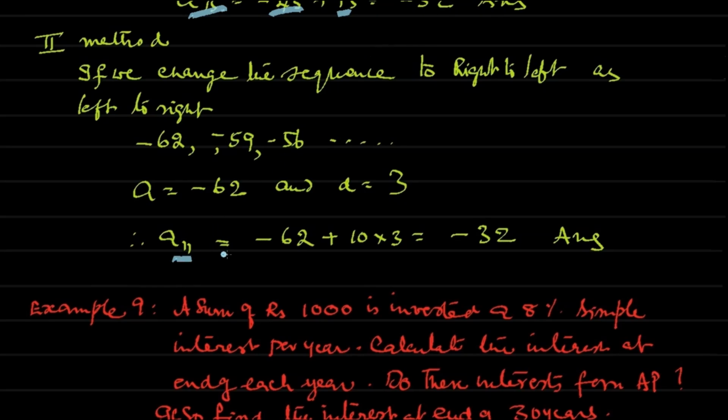So A11 is minus 62A plus n minus 1. 11 means 11 minus 1, 10. 10 times 3 is minus 32. Same answer we got.